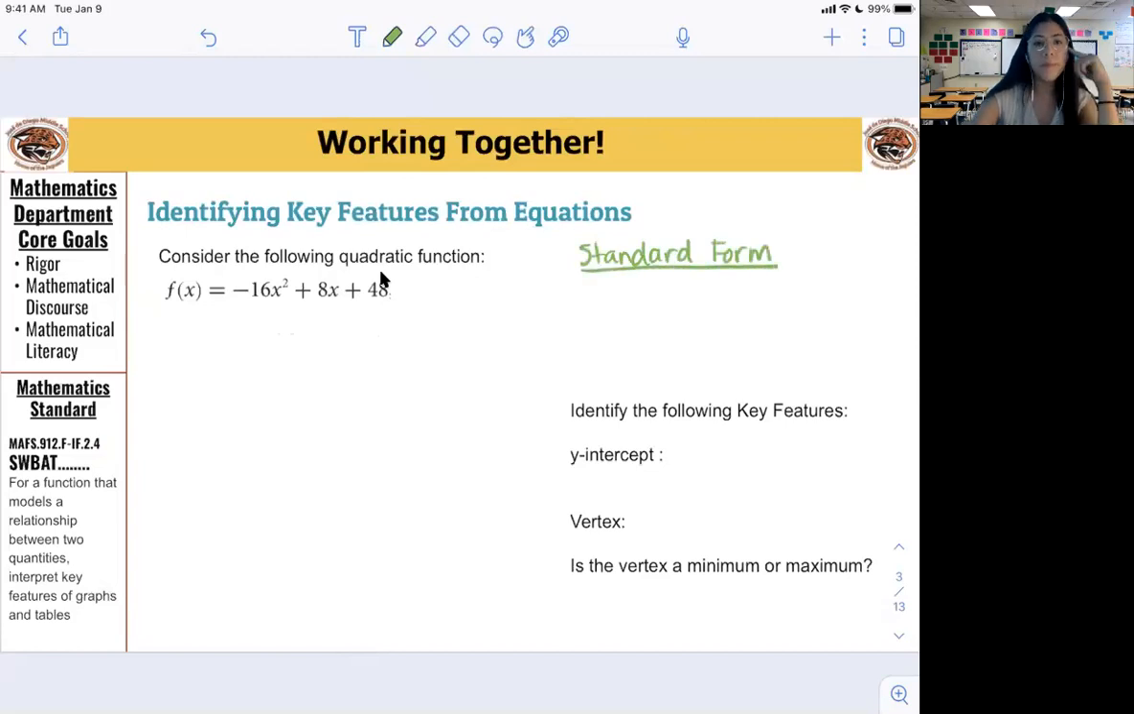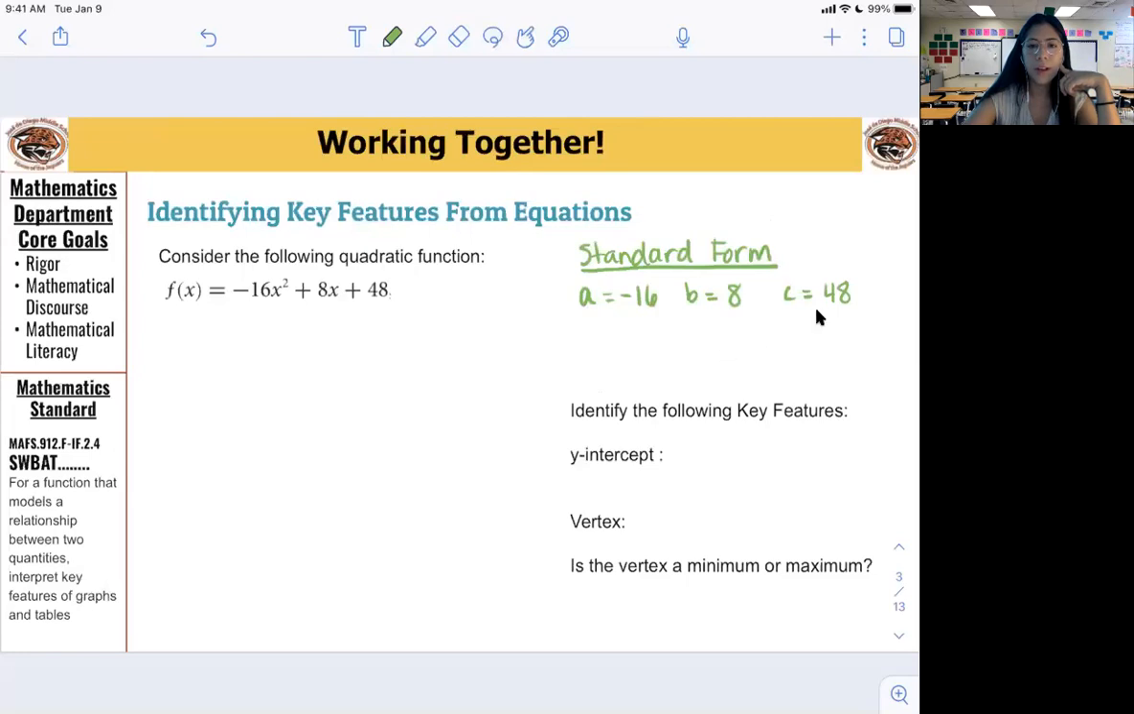It's in standard form. So let's identify all the different variables that we know. Standard form has A, B, and C. So what's my A? 48. And then -16. My B? +8. And my C? 48. Good.